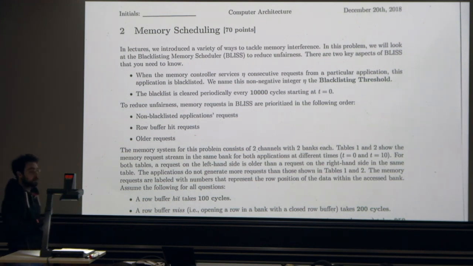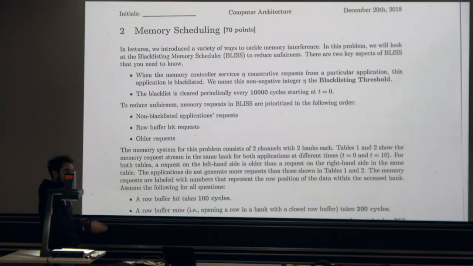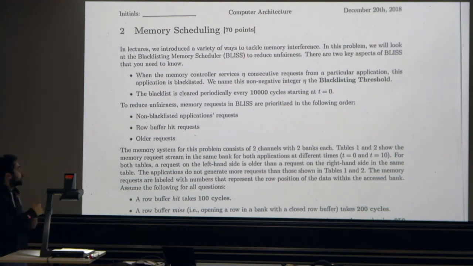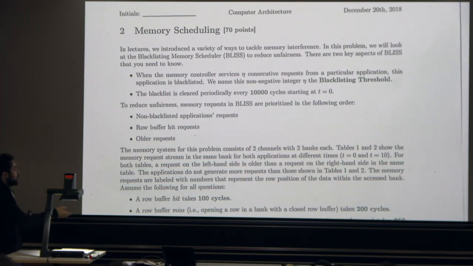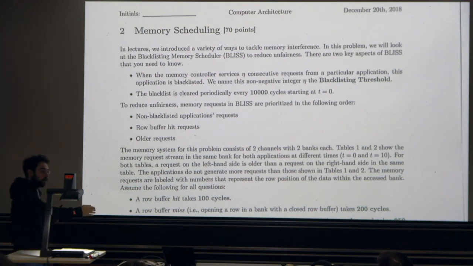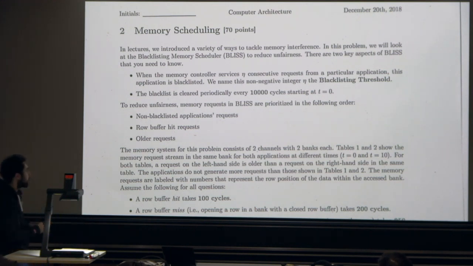This blacklisting period is cleared periodically after 10,000 cycles. So every 10,000 cycles you stop blacklisting the applications and start the process again. To reduce unfairness, we change the FRFCFS scheduling policy. Instead of FRFCFS, we have non-blacklisted, ready, and then FCFS. So we first prioritize the non-blacklisted application's requests. So when you have 2 applications and one of them is blacklisted, then you start executing the other one until the other one is also blacklisted.